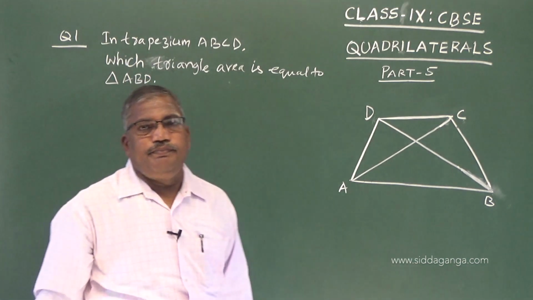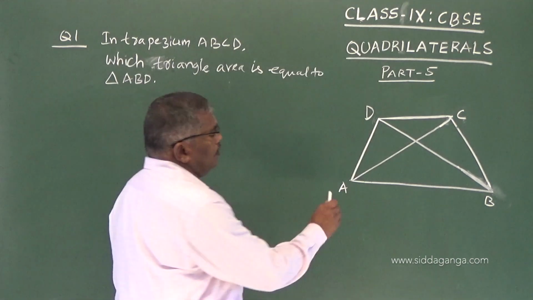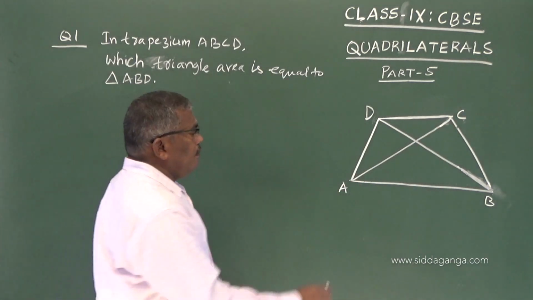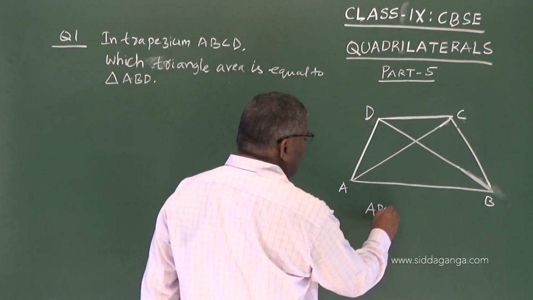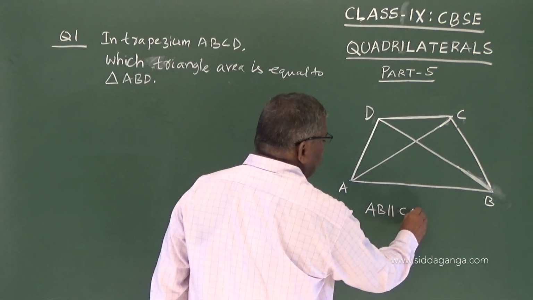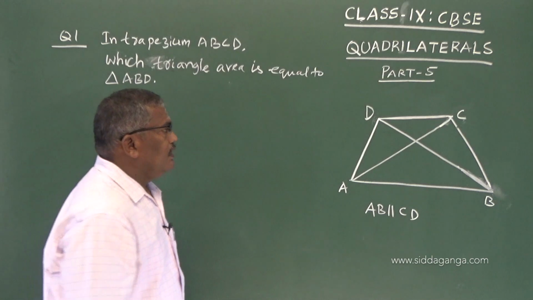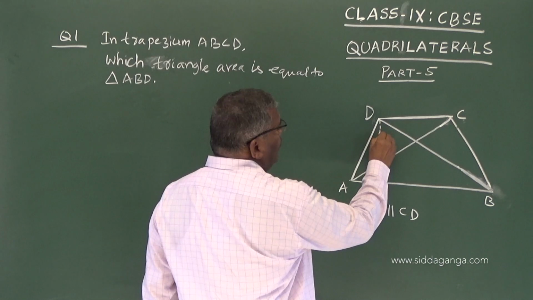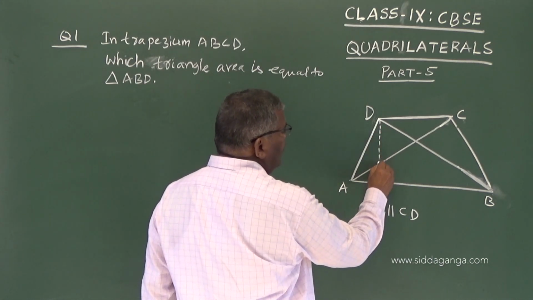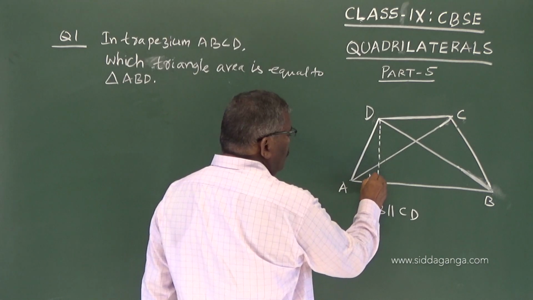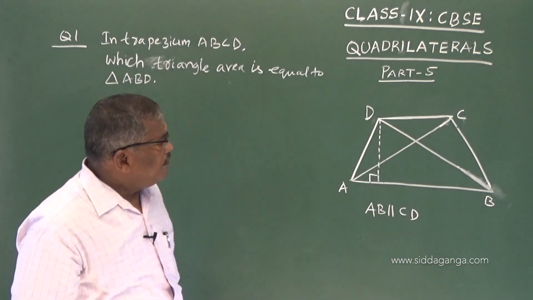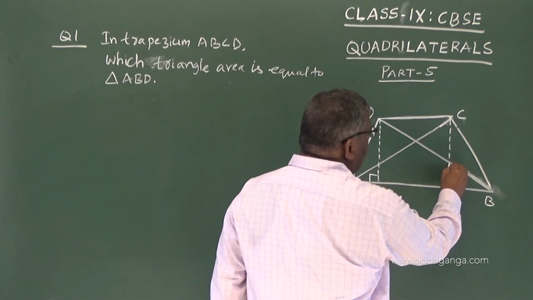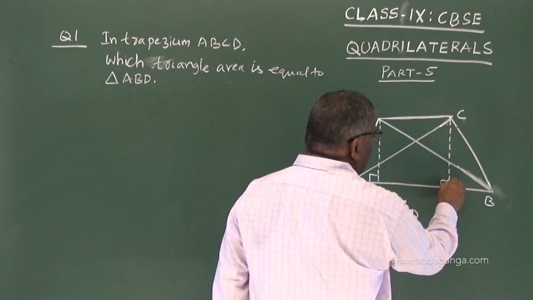This is the question. So now, as you know, AB is the base, DC is the base. Those two are parallel. AB is parallel to DC. Suppose I draw a perpendicular from point D to the base, so this is 90 degrees, and if I draw a perpendicular from point C to the base, this is 90 degrees.